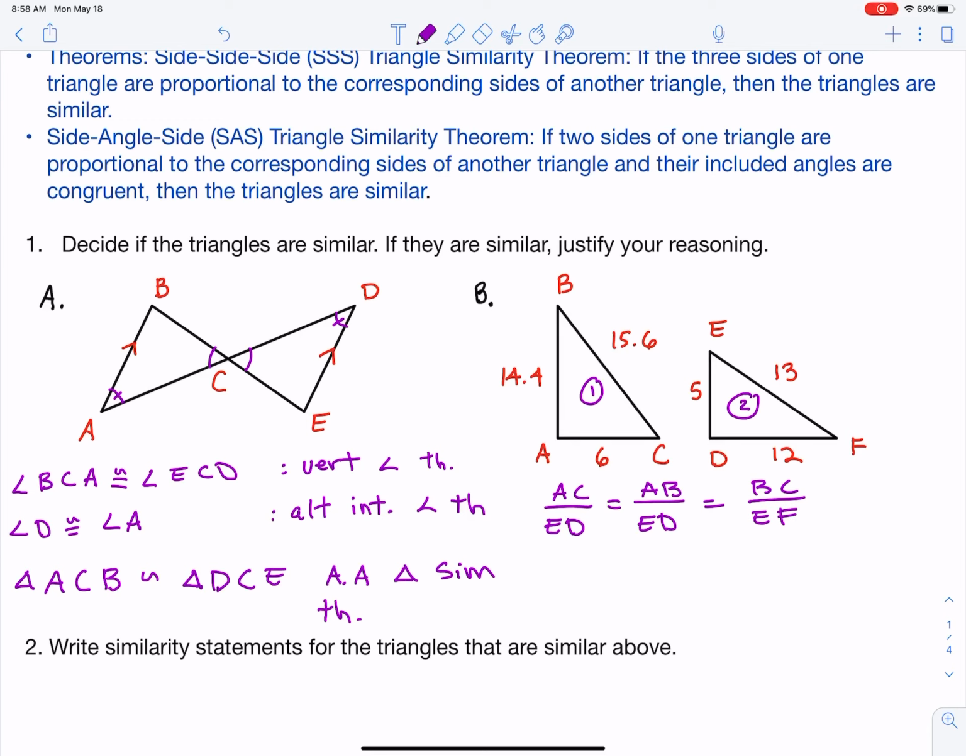So the question is, is this true? If this is true, then these two triangles are similar. If it is false, then they're not. If even one of those fractions isn't the same, then we're done. Okay, and it's not true.